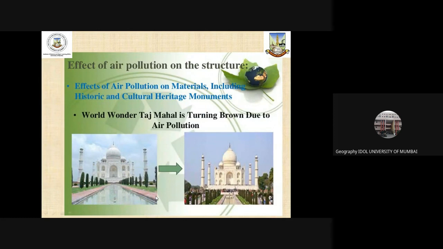The monuments such as the Taj Mahal, which is on the bank of the Yamuna River, are turning brown due to air pollution. And it is said that the Mathura oil refinery, which is around 40 kilometers away from the Taj Mahal, is responsible for diminishing the beauty of the Taj.